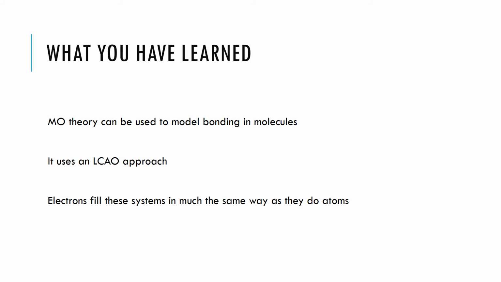Okay, so hopefully what you've gleaned is that we can use molecular orbital theory as a model of bonding in molecules. And it uses this approach of the linear combination of atomic orbitals, essentially atomic orbitals overlapping to generate molecular orbitals. And electrons fill these systems in a very similar way to the way they do in atoms.